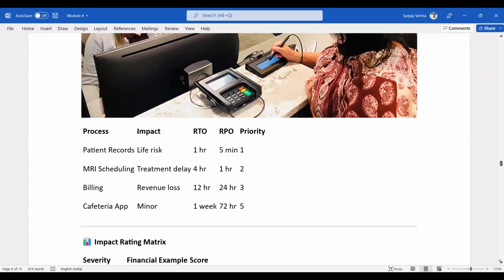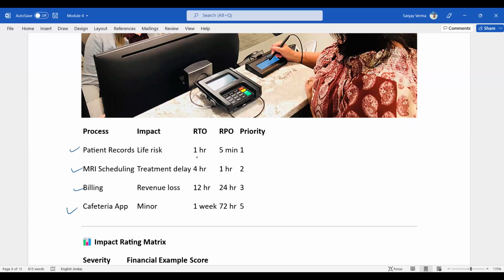Now let's talk about what kind of process they have. They have patient records, they have MRI scheduling, they have billing, they have a cafeteria app. These are the functions, these are the processes they are supporting. Impact of patient record is basically very important. If you do not maintain patient record, your nurses will not come to know which kind of medicine they should be giving to the patient. And if some patient do not receive proper medicine on time, they might have a life threat, right?